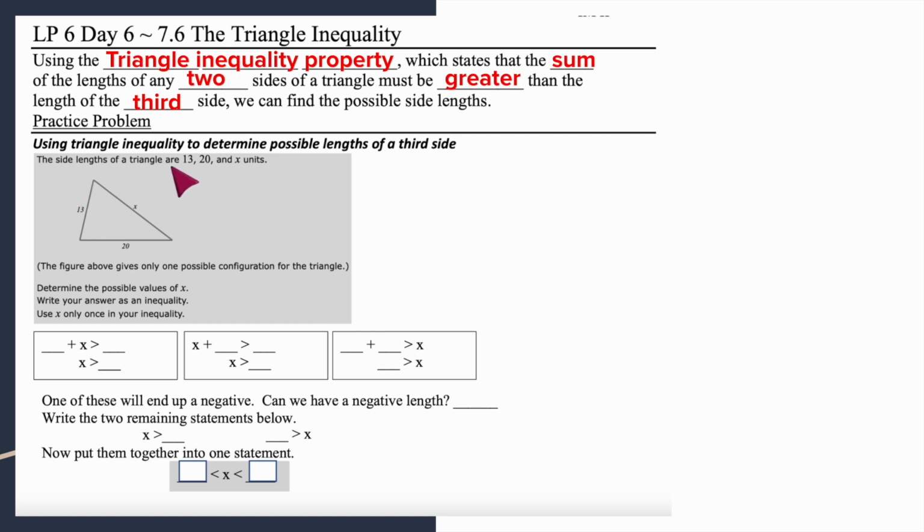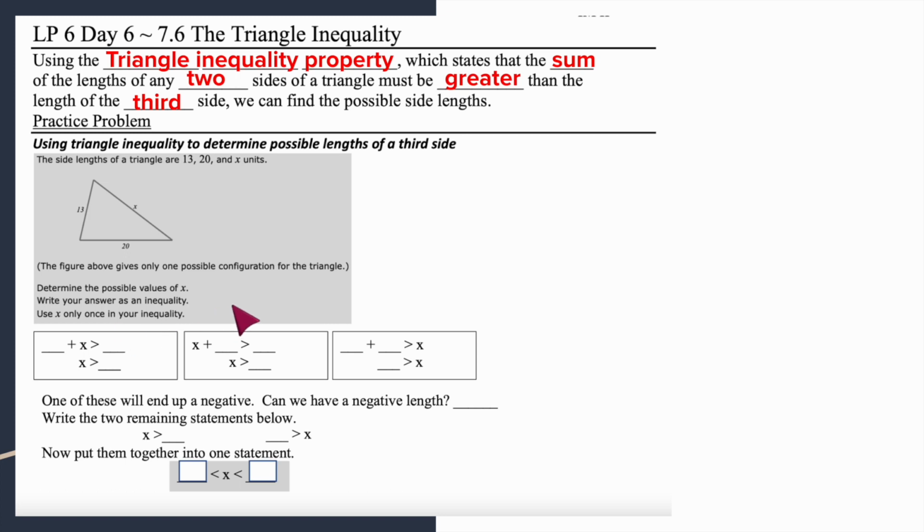So the side lengths of the triangle are 13, 20, and x units. The figure above gives one possible configuration of the triangle. Determine the possible values of x. Write your answer as an inequality. Use x only once in your inequality.